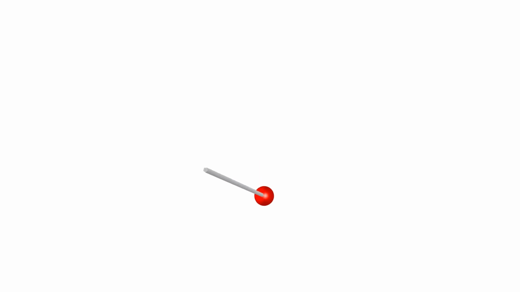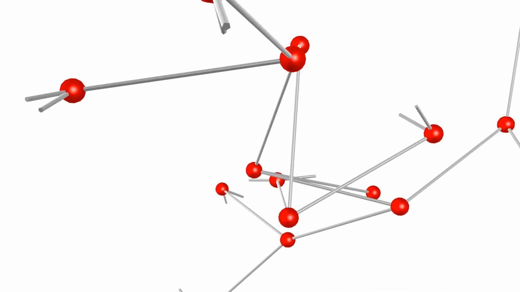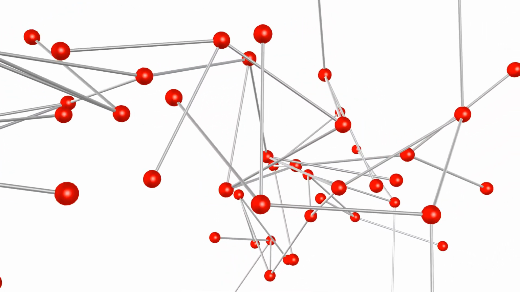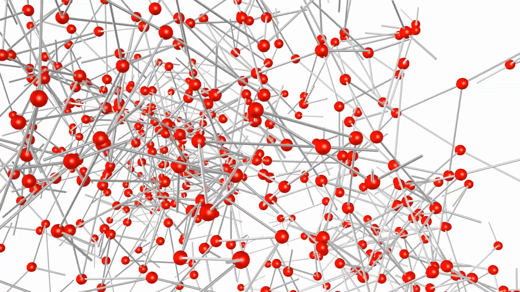ResearchRabbit, Connected Papers, Litmaps, Semantic Scholar, and Consensus can help discover related studies, follow citation networks, and identify important papers that may otherwise be missed.